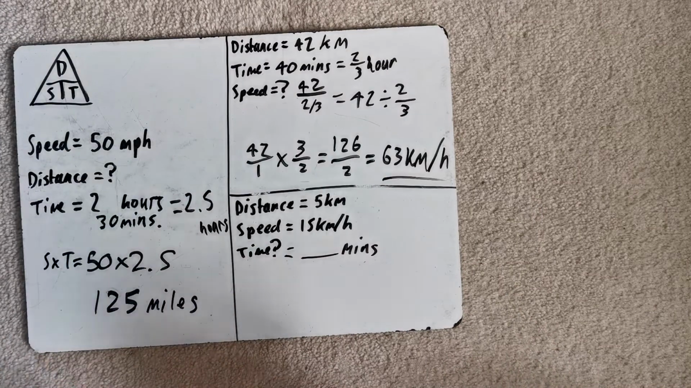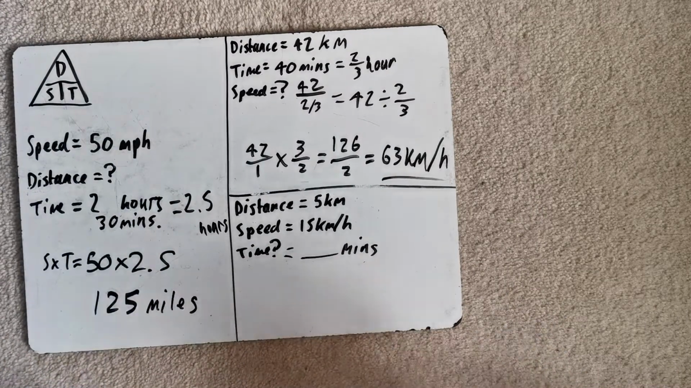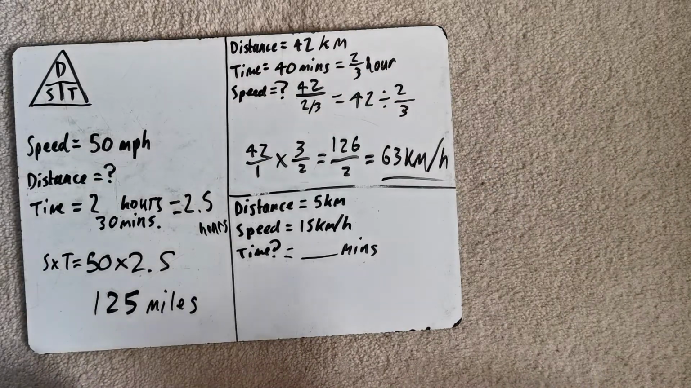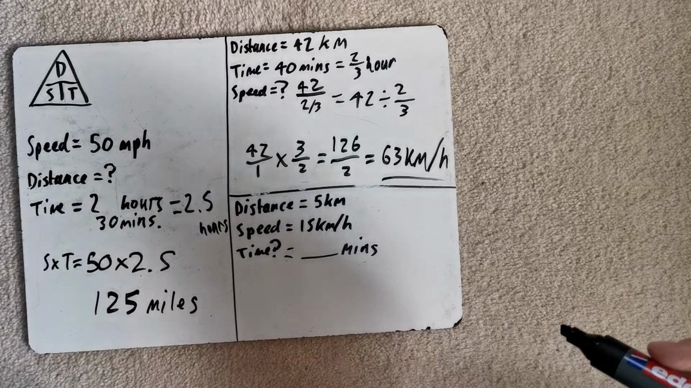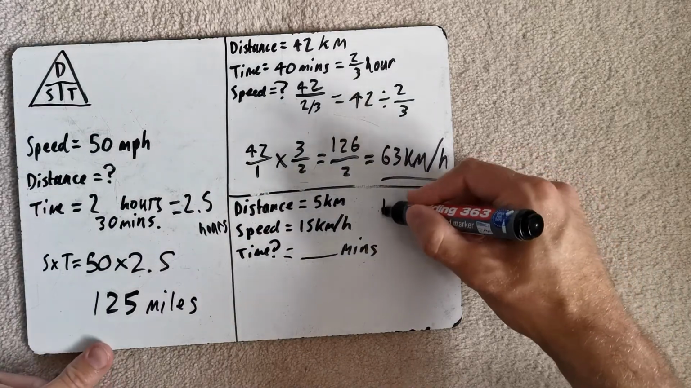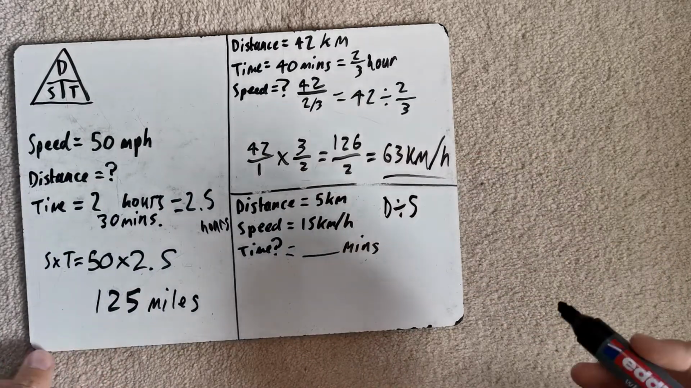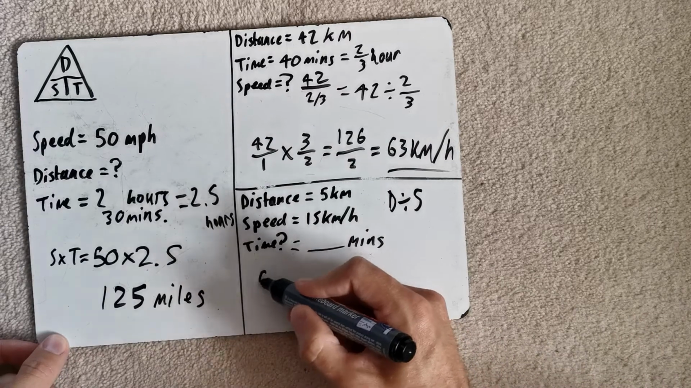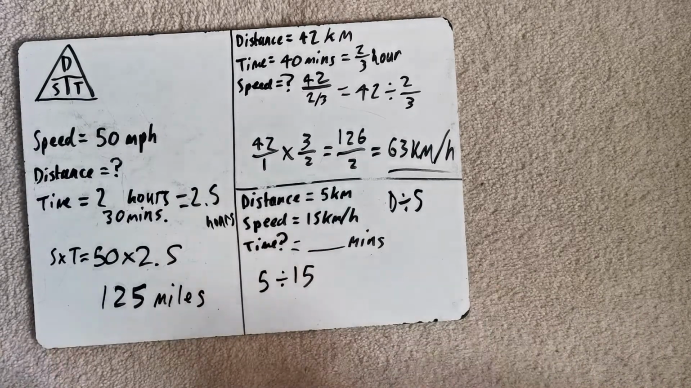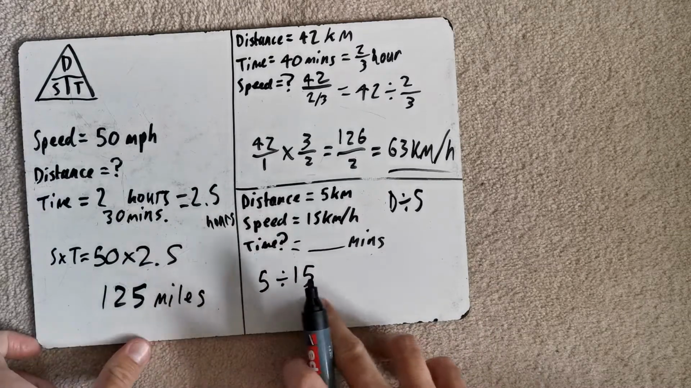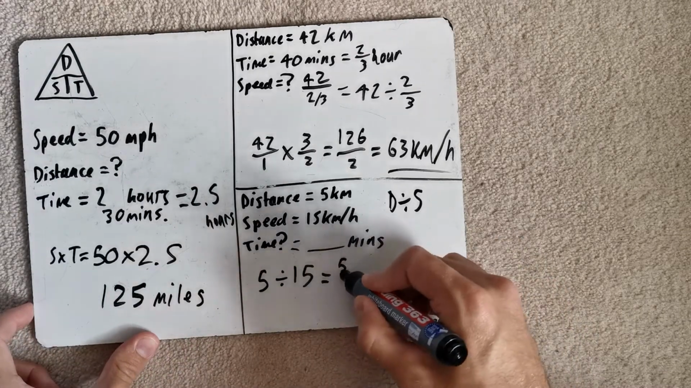Right, distance, 5 kilometres. Speed is 15 kilometres an hour. What is the time in minutes this time? We're kind of doing the opposite of what we did here. We're trying to find time. Time is distance divided by speed. So we're doing 5 divided by 15. So we could write it like that, or we could write it like that.